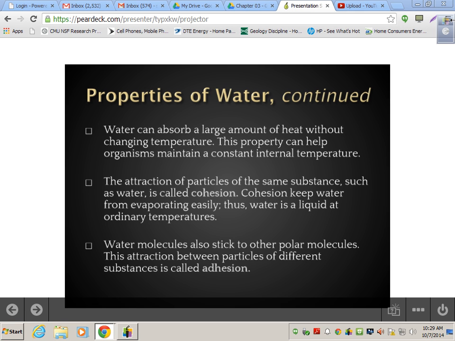So the attraction of particles of the same substance, such as water, is called cohesion. We talked about this in a lab. Remember, cohesion is where you keep water from evaporating easily. Thus, water is a liquid at ordinary temperatures. And water molecules also stick to other polar molecules. We talked about that with the window. This attraction between particles of different substances is called adhesion.